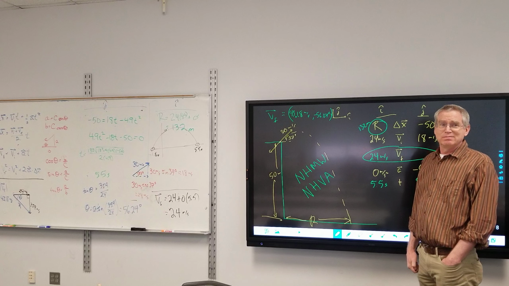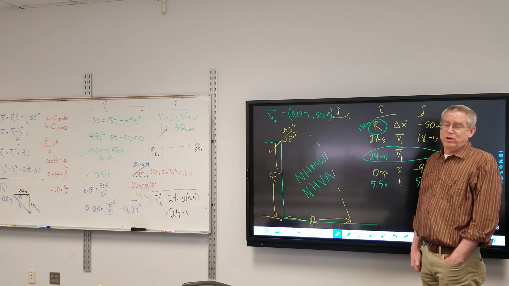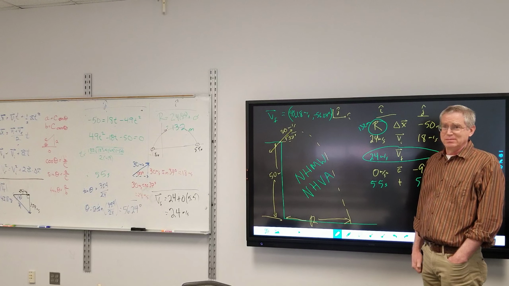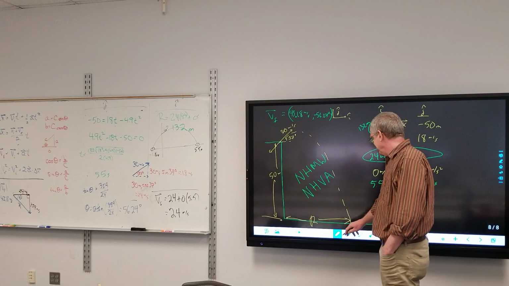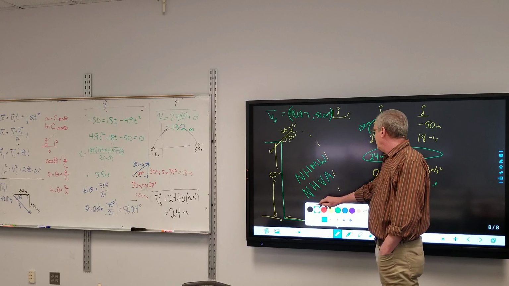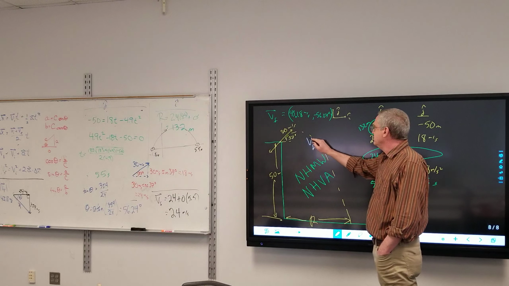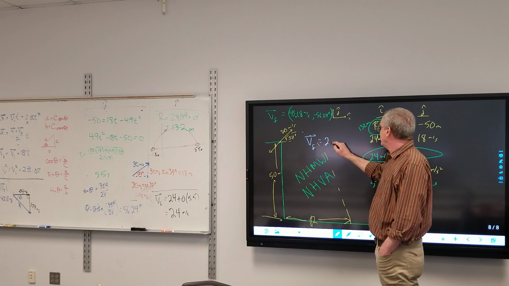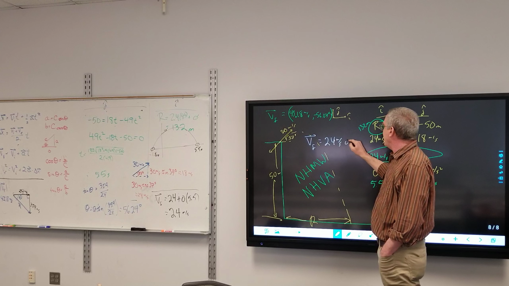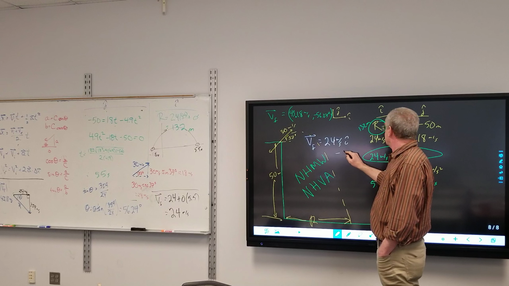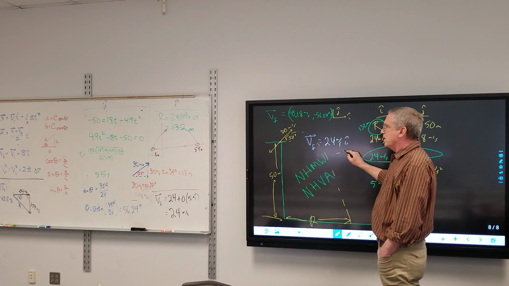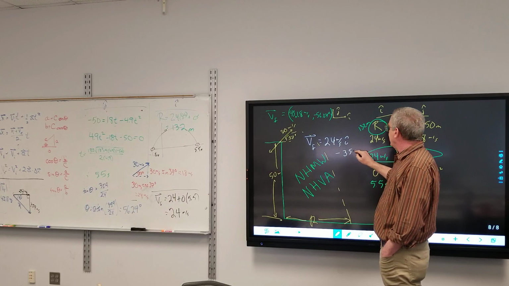However, we could have done it much more simply. If we'd done rectangular notation, V final equals 24 meters per second I hat minus whatever that number was, 35.9 meters per second J hat. Done. We'd already had the numbers.